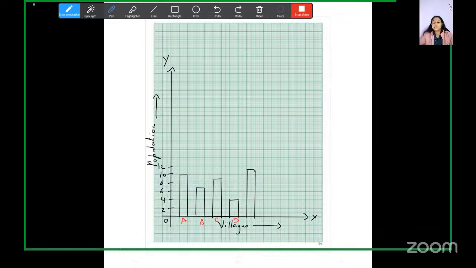Yes, and mark it as E. Okay, so we have all the villages A, B, C, D, and E, and the population. Either you can take this new calculated frequency, or you can take the original frequency on the scale as well.